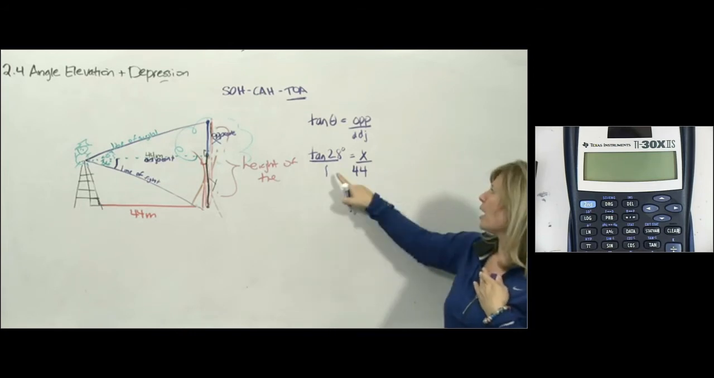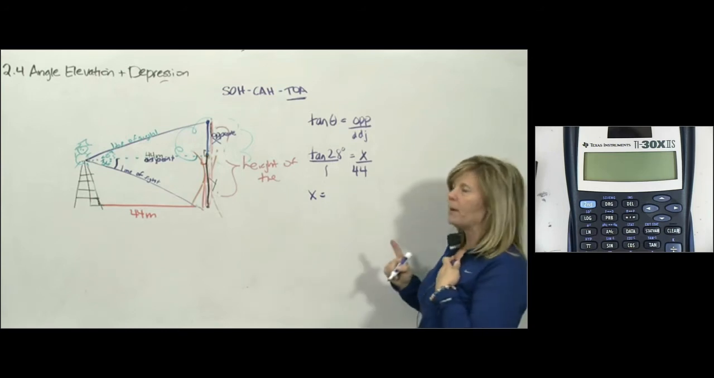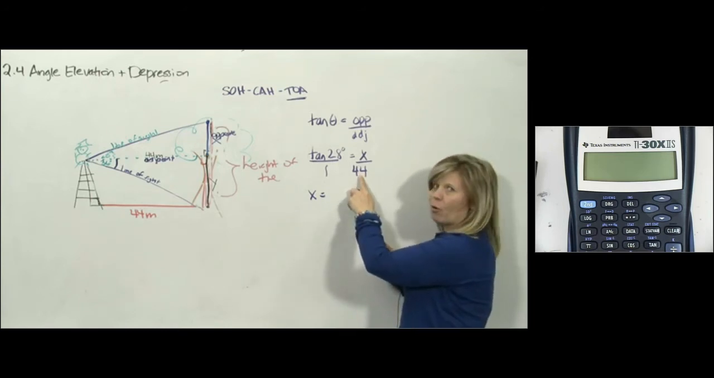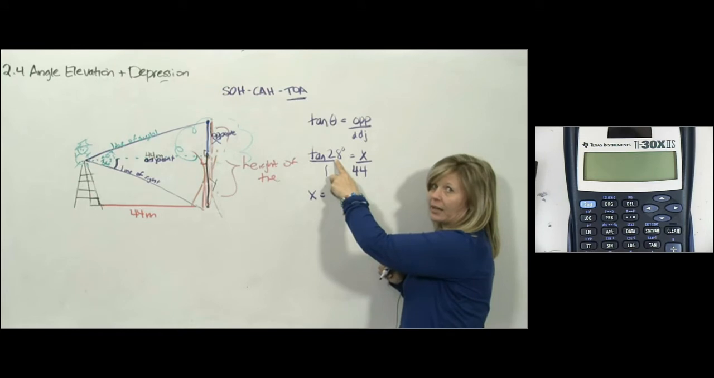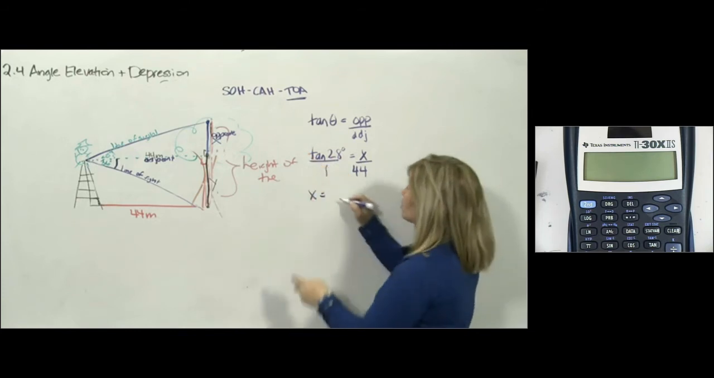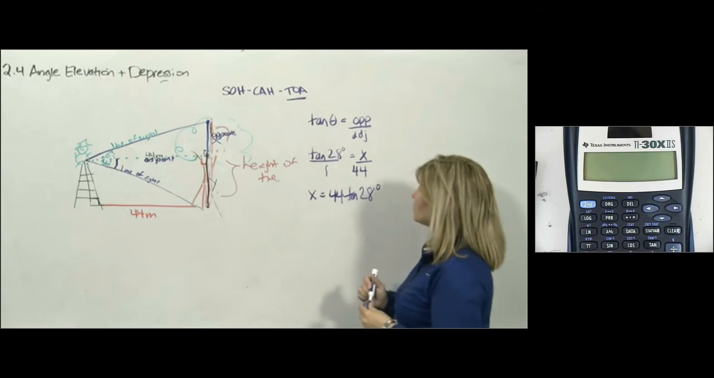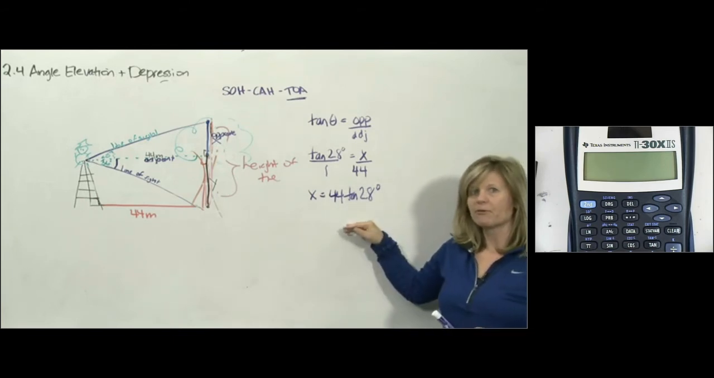We're going to cross multiply. 1 times x is x. Now watch. Don't make this boo-boo. Don't take the 44 and multiply it to 28, because the 28 is in what units, guys? Degrees. So the 44 will go in front. So this will be 44 tangent 28 degrees. Now I need an actual number for that.